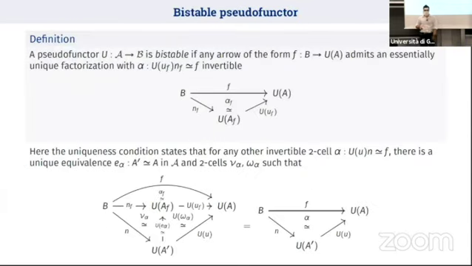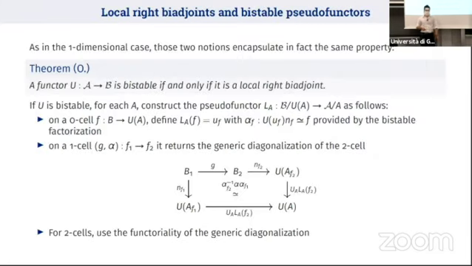And now you can define a bistable pseudofunctor as a functor such that any map into an object in the range of your functor admits a canonical factorization through a canonical invertible two-cell as a generic morphism followed by a map in the range of your functor. And this must be unique in some suitable two-dimensional sense. And now you can prove that those two notions are really the same.